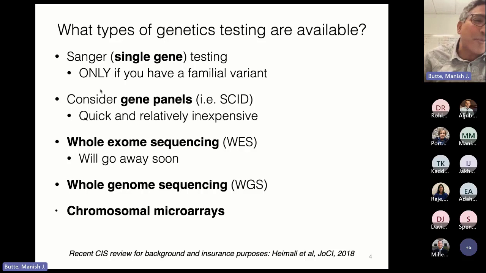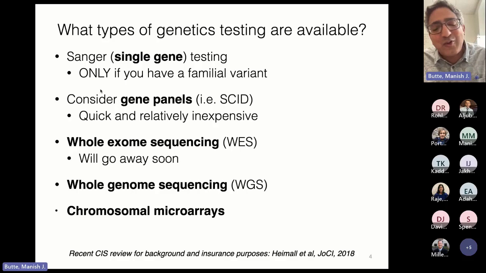So the kinds of testing that we often do are single gene tests or gene panels or exome or genome or chromosomal microarray. I encourage you to really never use single gene testing except for one situation, which is if there is a familial variant. If there is a family that has X-linked SCID and a new baby boy is born, you may say, okay, this baby has very low T cells, and I'm going to just test the familial variant that the other brother had instead of doing a more broad survey of other genes. I think that's a good use of single gene testing. Otherwise, there is no good use of single gene testing.